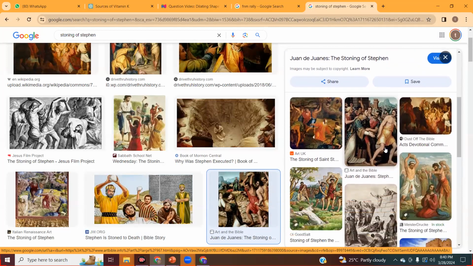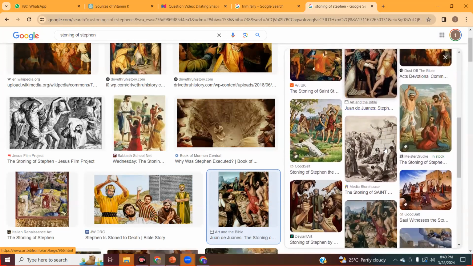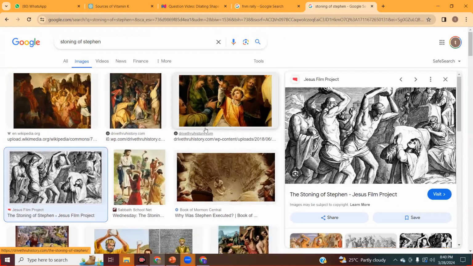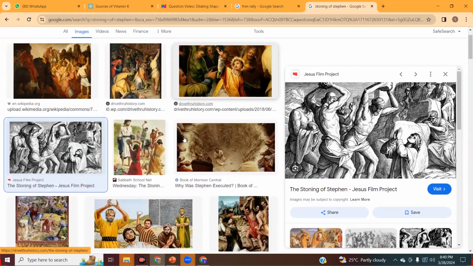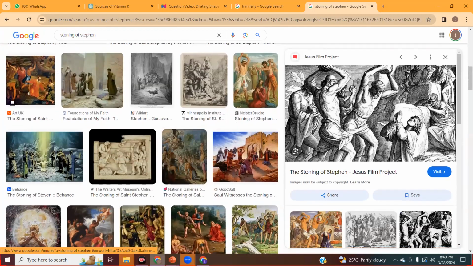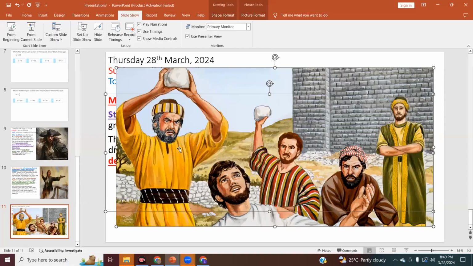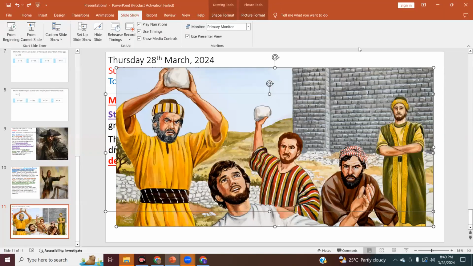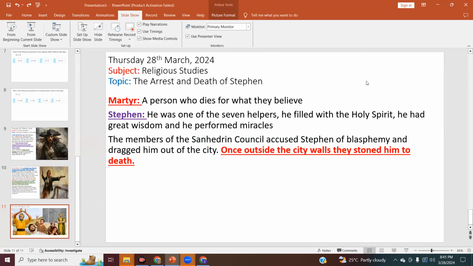So it's very interesting what they did there. Very brutal, extremely brutal. So he died for his faith. So he is called a martyr, okay, because he died for what he believed in. Okay. So once outside the city, they stoned him to death.